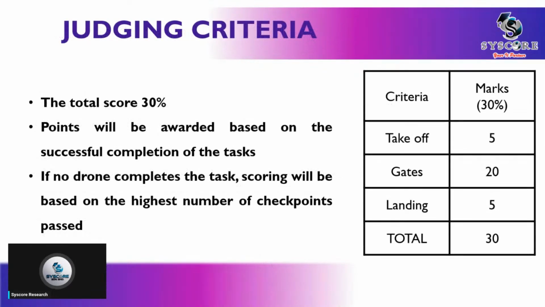Okay, the judging criteria for the remote control challenge. The total score is 30%, as I mentioned before. Points will be awarded based on the successful completion of the task. If no drones complete the task, scoring will be based on the highest number of checkpoint passes. You can see the table on the right of the slide. Takeoff will be given 5 points, the gates are 20 points, and the landing will be 5 points. So overall it will be 30 points.